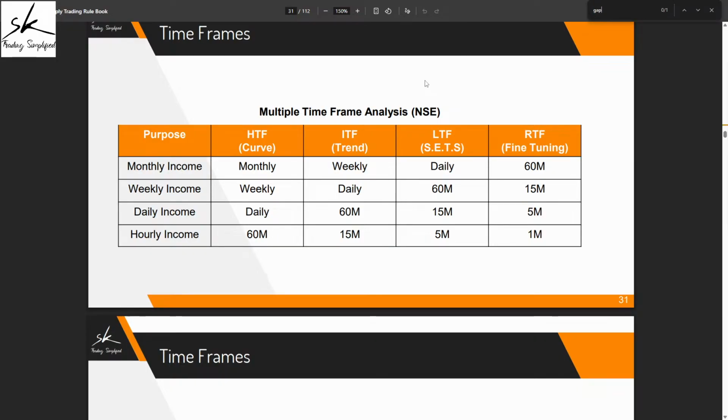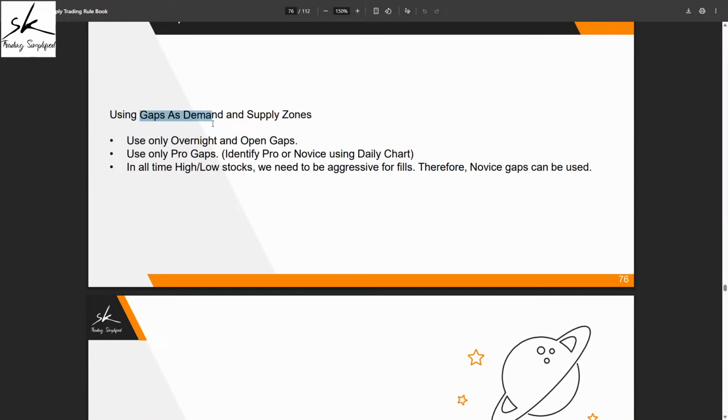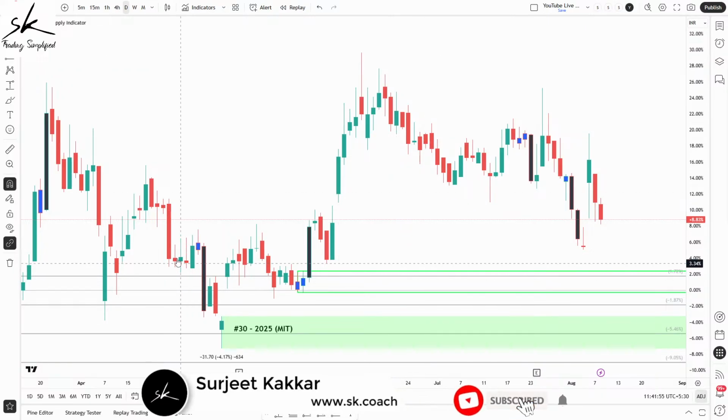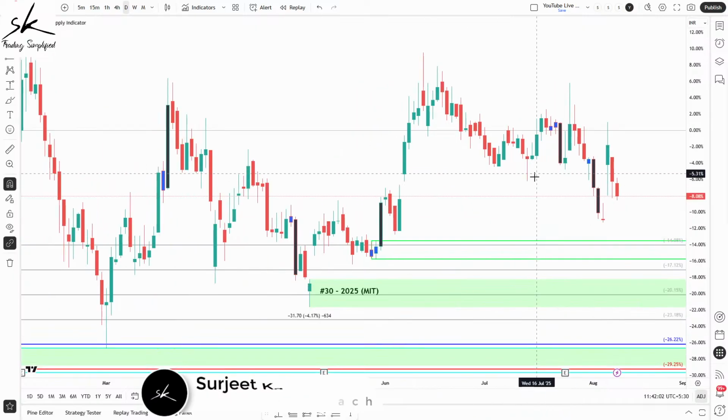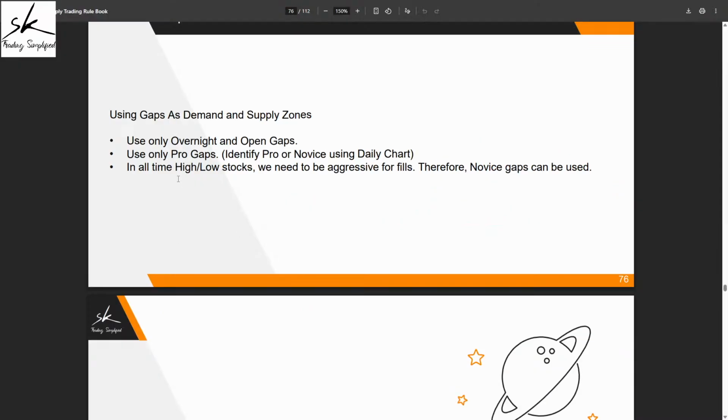So if I go to gap, you can see the rules for the gap is that whenever you're using gap as a demand or a supply zone, first it has to be an overnight gap, which we already saw. We are on the daily time frame. It's an overnight gap. It also has to be a pro gap, right? And this is definitely a pro gap. You can see the prices have been moving down, after which we got a gap up, which by definition makes it a pro gap. And it also has to be an open gap. This is also an open gap.